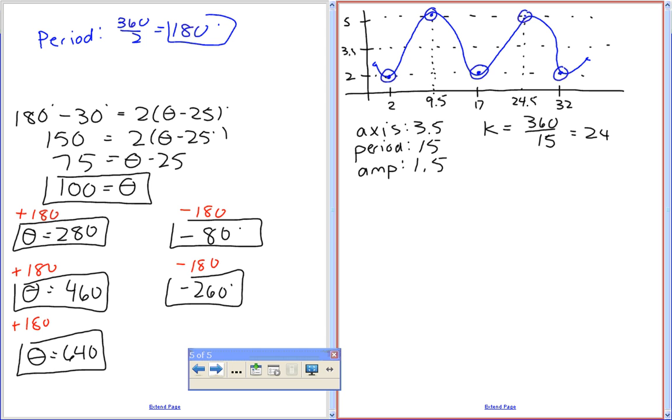Okay, so what happens there then is my equation should be y equals 1.5 cos 24 degrees, t minus 9.5, plus 3.5. I'm not going to do part B of this. I'll do part B of the next one, because that's just a subject itself.